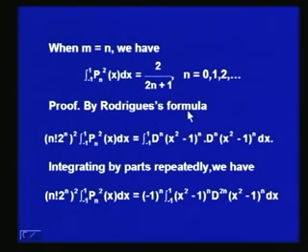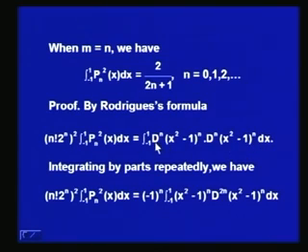By Rodrigues formula, we know that 2^n n factorial Pn(x) is equal to the nth derivative of (x square minus 1) to the power n. So, making use of that, (n factorial times 2 to the power n) whole square times the integral over minus 1 to 1 of Pn square x dx is equal to the integral from minus 1 to 1 of dn (x square minus 1)^n times dn (x square minus 1)^n dx.